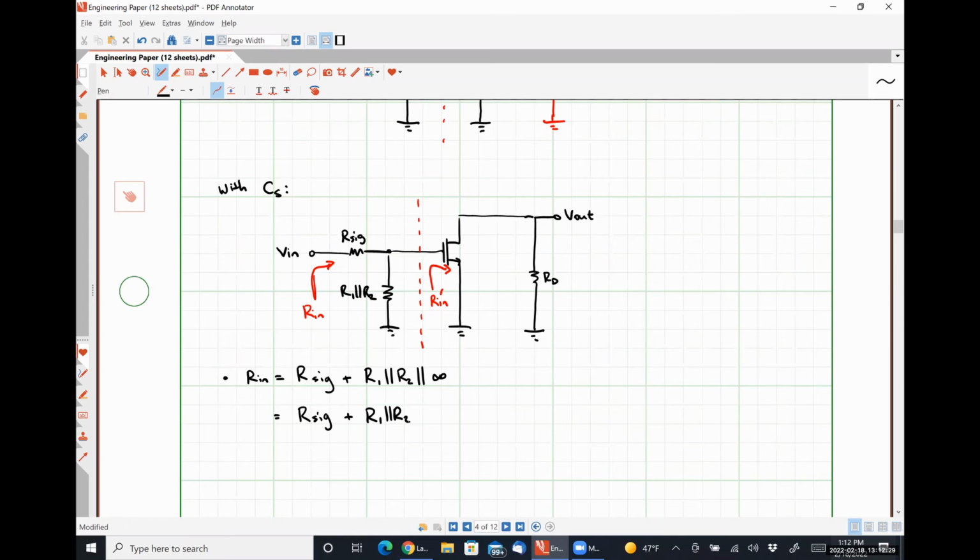Does it matter whether or not we include channel length modulation? Not a little bit. So this is valid for both, right? With and without channel length modulation.